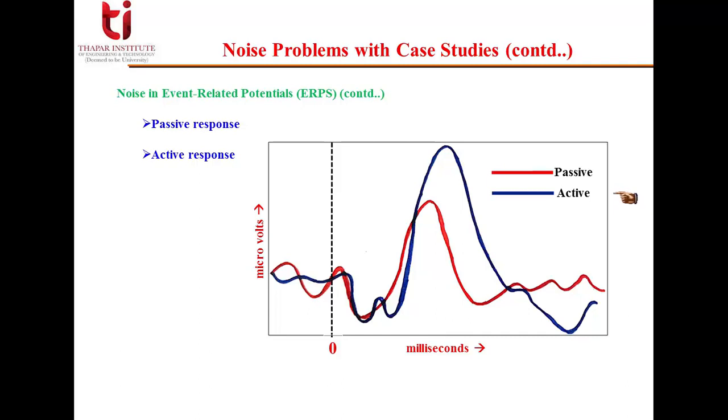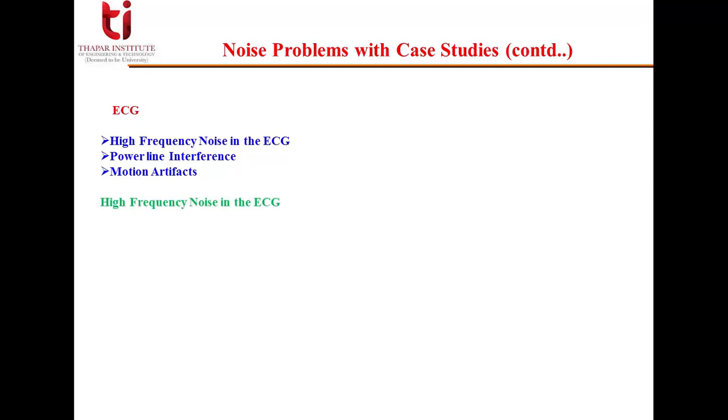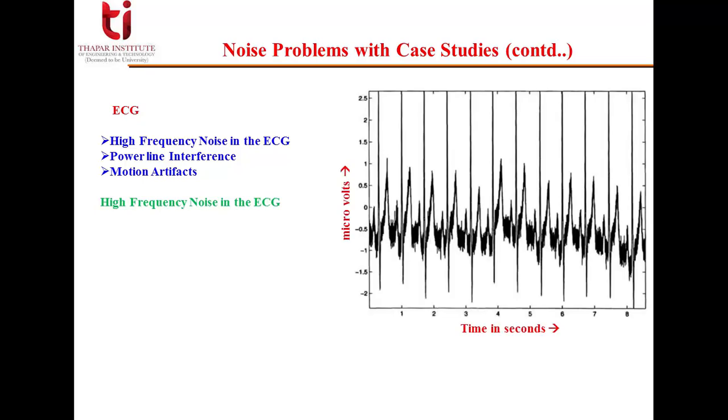Now let's discuss some problems related with the ECG signals. In ECG, the sources of noise can be high frequency noise, power line interference or motion artifacts. High frequency noise: the ECG signal generally has the nature of a low frequency signal. These high frequency noises could be due to the instrumentation amplifier.